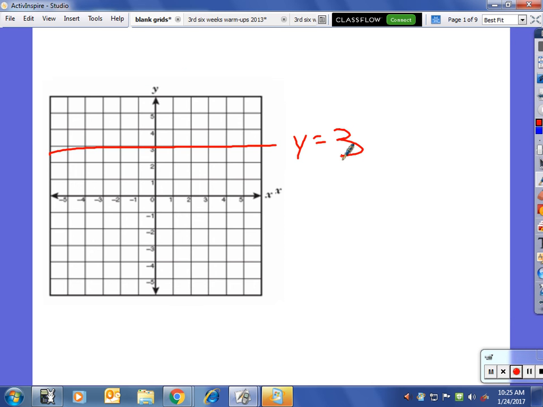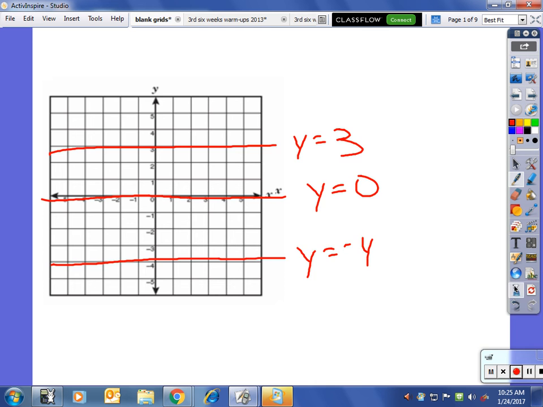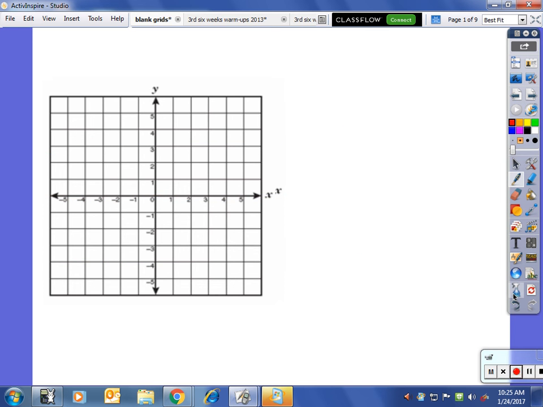Alright, what's the equation of this horizontal line? Y equals 3. What's the equation of this horizontal line? What's the equation of this horizontal line? So what's the equation of the x-axis? Y equals 0. It's a horizontal line like all others. Okay, well that was pretty much our 3 lessons.